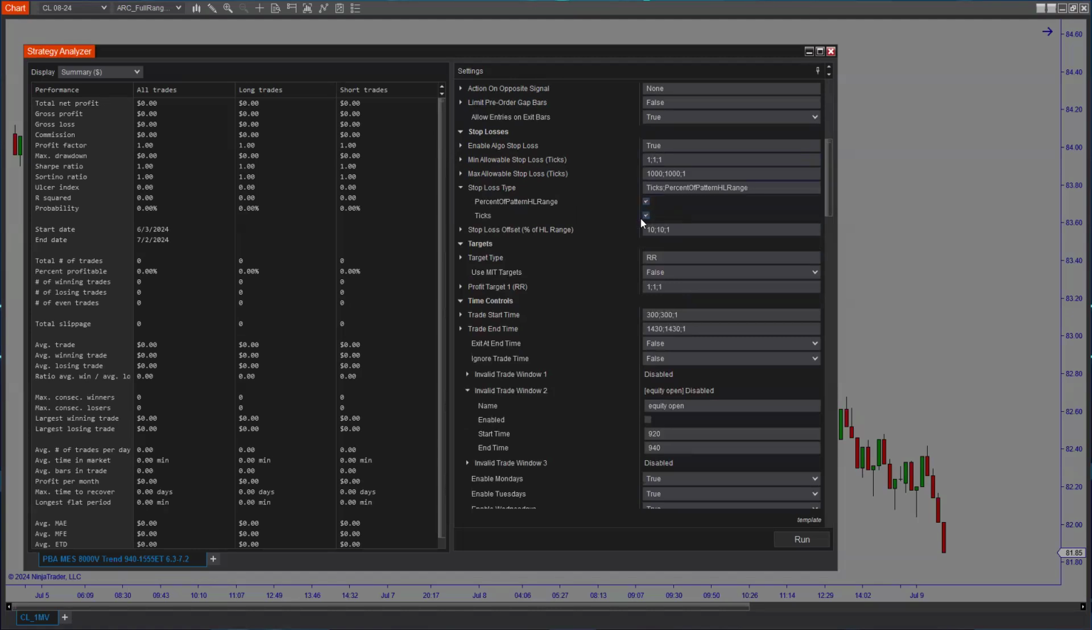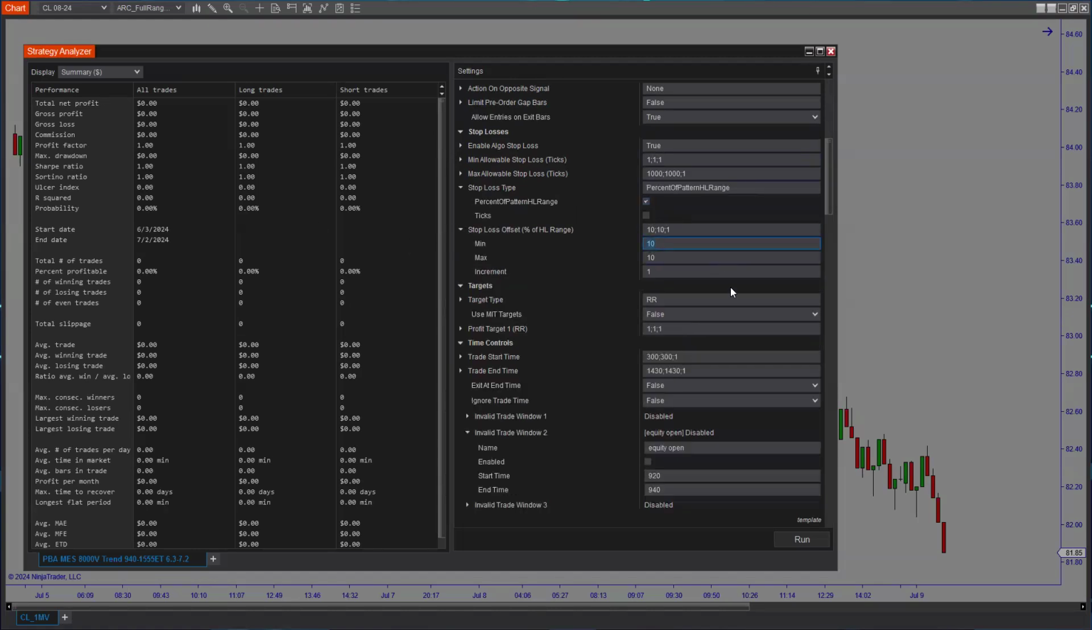This way, the percent will be relevant to the range of the bar. And we'll go anywhere from a 10% offset to, I don't know, why don't we just say 100? We'll go by increments of 10, so we're not going too crazy here. And then let's run it. Let's see what we came up with.